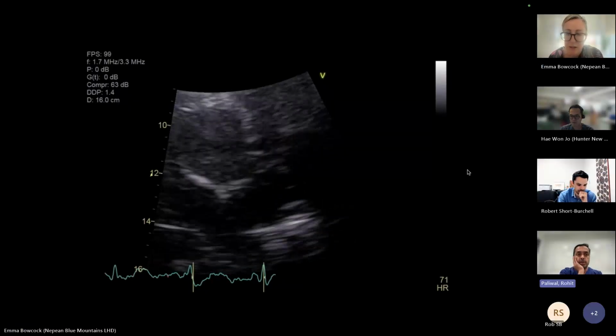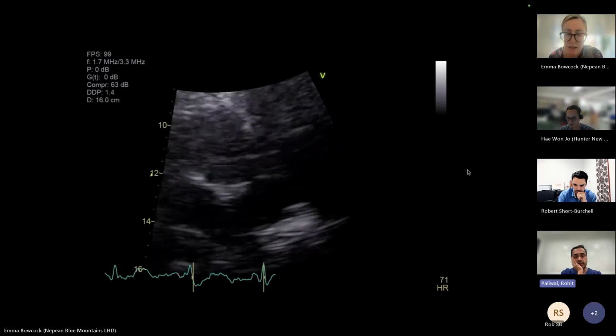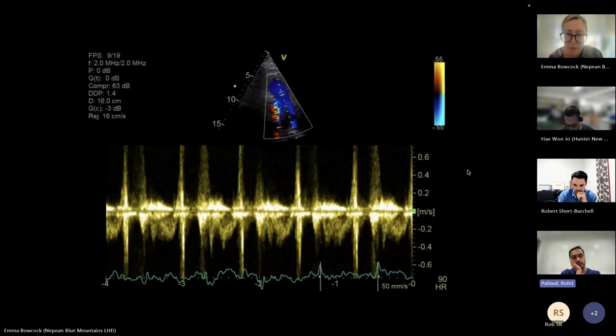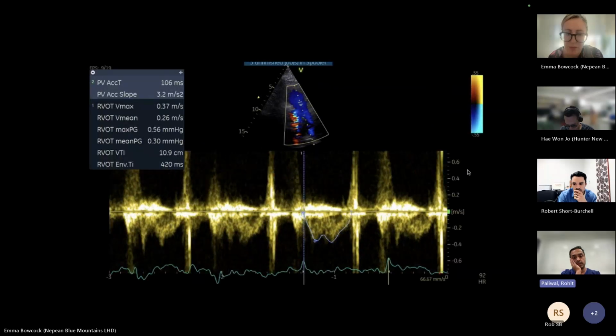Sorry. Thank you, Emma. I just wanted to ask with regards to the notching on the RVOT pulse wave Doppler trace. Is that a specific sign of pre-capillary pulmonary hypertension, or can it be present even in post-capillary pulmonary hypertension? And if it's specific, why is that so?